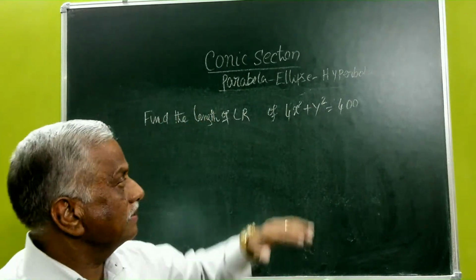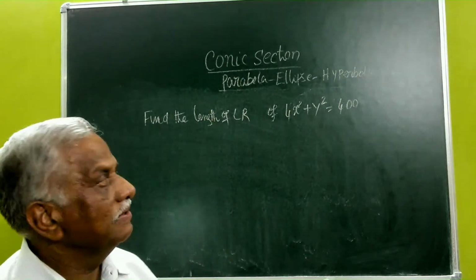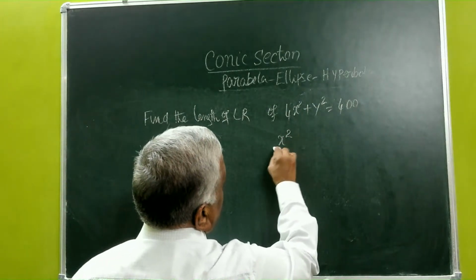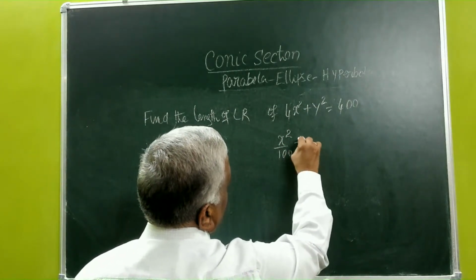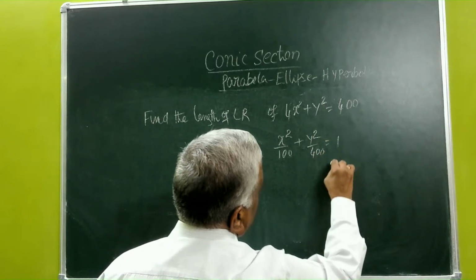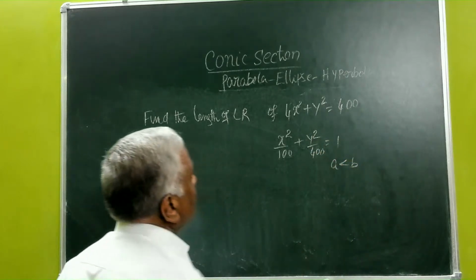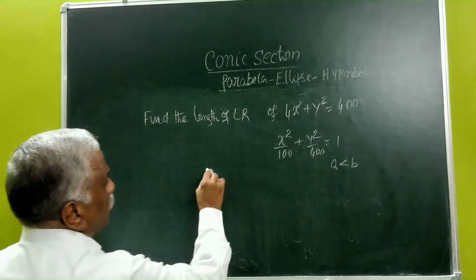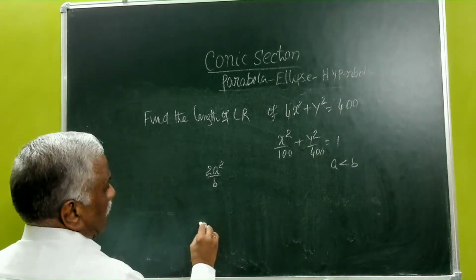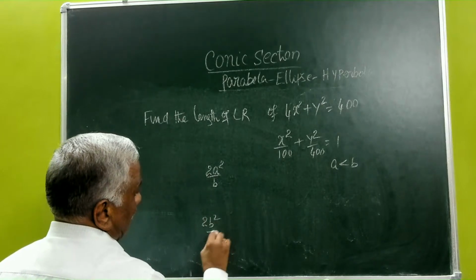What is that you again notice? This is not in the standard form. We want 1 here, so divide by 400. x square by 100 plus y square by 400 equals 1. Notice that A is less than B. So length of LR is not 2b square by A, it is 2a square by B. Because standard form is 2b square by A.